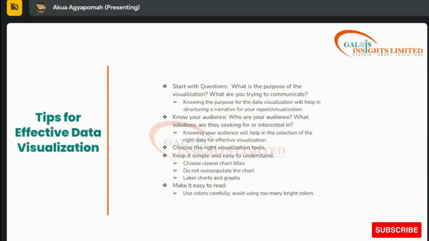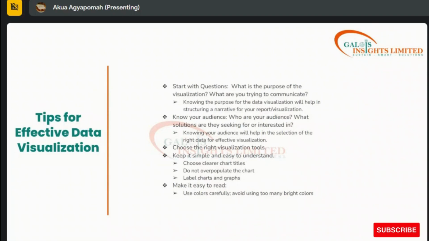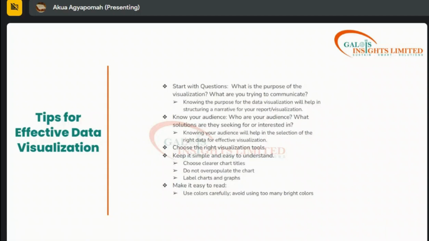The next step is you know your audience. Who are you trying to convey the information to? What are their expectations? What are they trying to get from your presentation or your report? Is it sales growth, or is it revenue increase? Maybe they want to know the number of customers they've lost over a period of time.